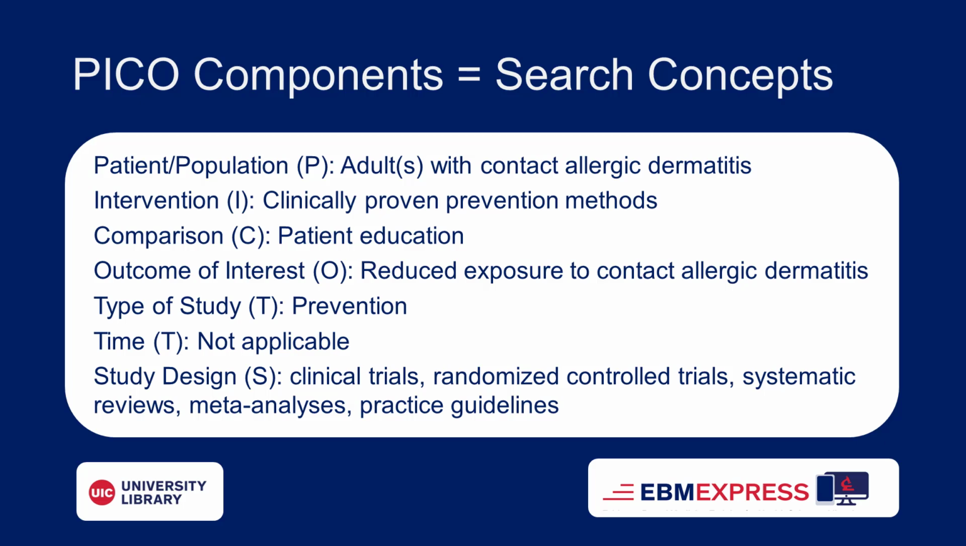The population is adults with contact allergic dermatitis. The intervention is clinically proven prevention methods. The comparison is patient education. The outcome is the reduced exposure to contact allergic dermatitis. The type of study is a prevention study. In this case, time is not applicable. Study designs we want to focus on are clinical trials, randomized control trials, systematic reviews, meta-analysis, and practice guidelines. These are the PICOTTS components that we will use to build our search strategy.